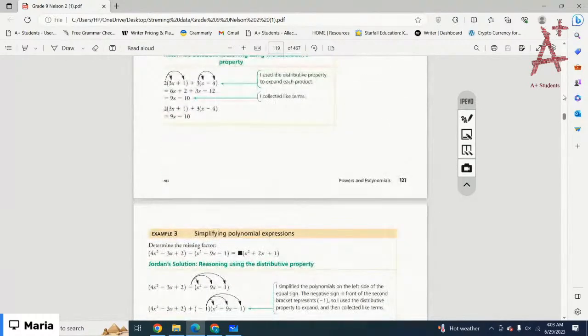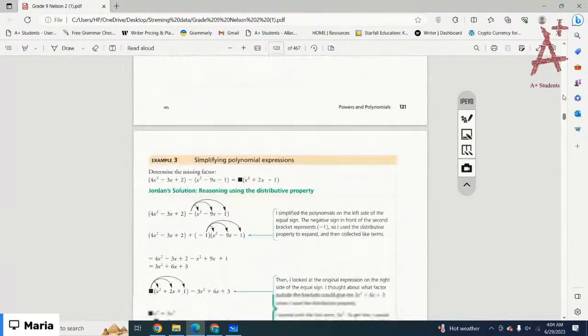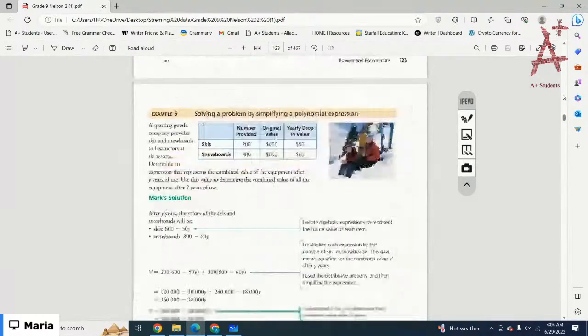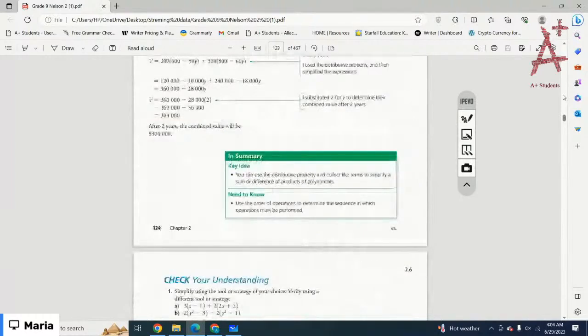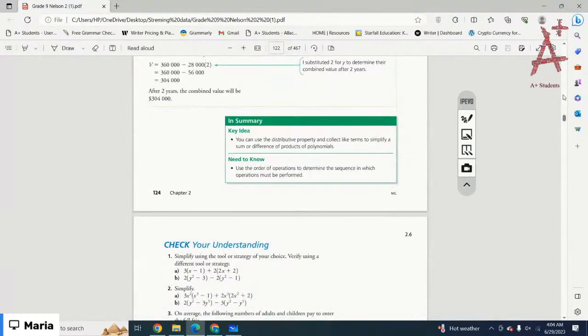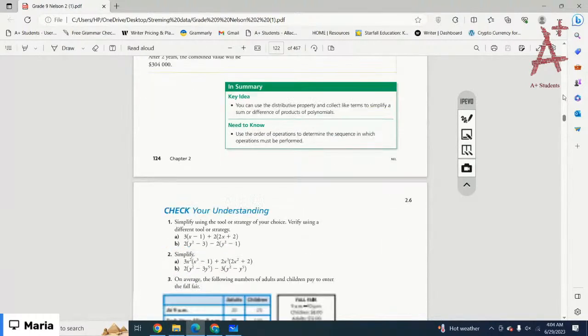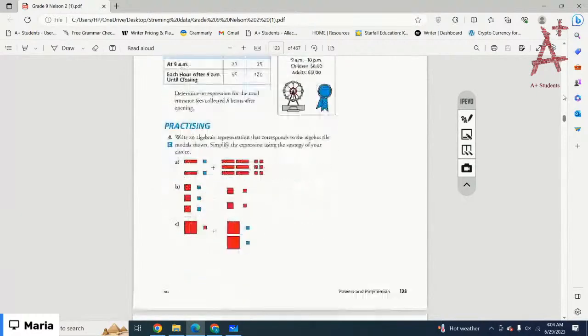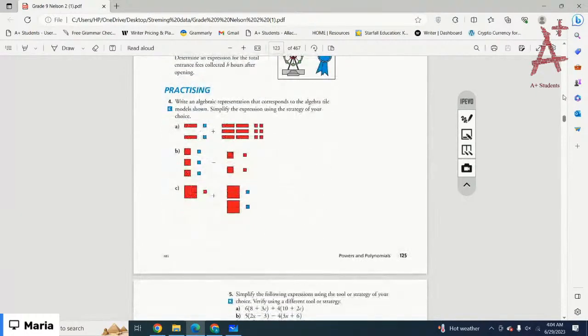Practice questions. Write an algebraic expression that corresponds to the algebra tile models shown. Simplify the expression using the strategy of your choice. So you have to write down the algebraic expressions first.